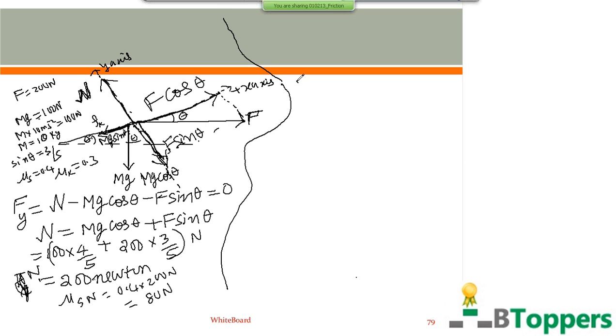So the block begins to move up along the inclined plane if F cos theta is more than mu s into N plus mg sin theta. The block begins to move up with an acceleration if F cos theta is more than that. Of course, this part of the discussion which I am writing on the right side is actually not needed to answer the given problem. Only for general discussion I am doing it here, because you must know how to find the minimum force needed to move the block up along the inclined plane.